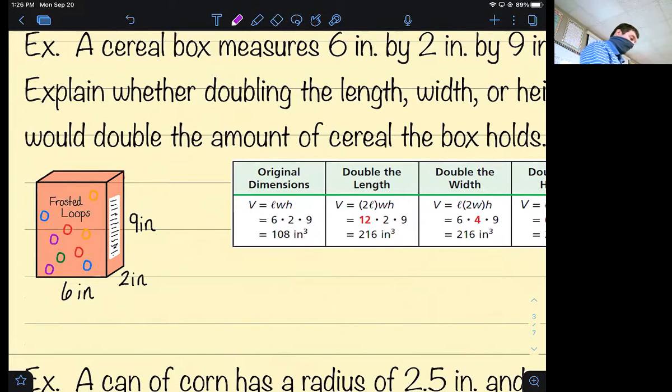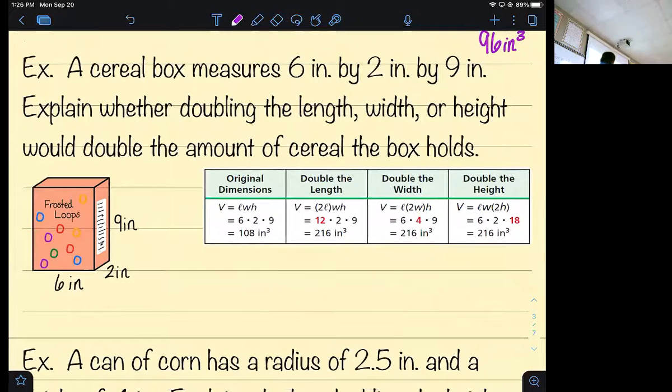And then if I got really creative and doubled the height of the box, well, of course, it's also going to double the volume, because now it's like two boxes stacked on each other. So of course, it's going to hold twice as much cereal as what any of the other dimensions doubled would hold. Okay, that's pretty obvious. So the answer to that is yes, it would.